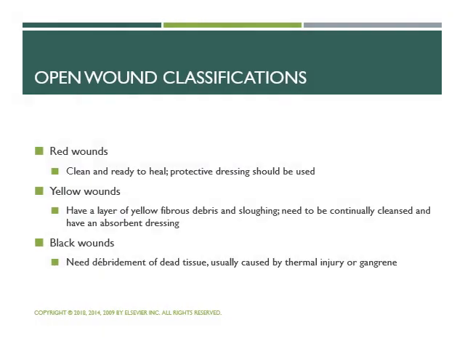Treatment recommendations for open wounds are based on the wound's classification, which is the wound's color rather than the wound's dimensions. The three types of classifications are red, yellow, and black. So for the red wounds, these wounds are clean and ready to heal. Therefore, the recommended and best method of treatment will be to protect the wound.